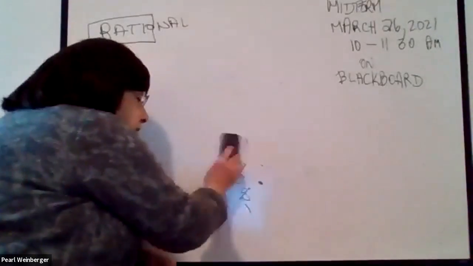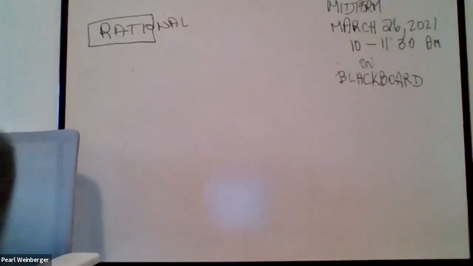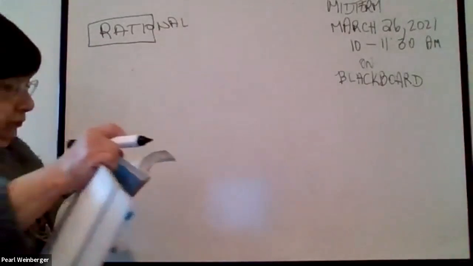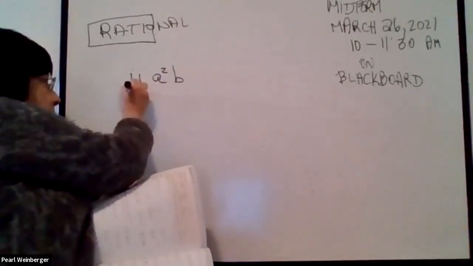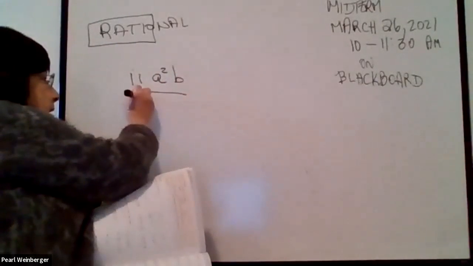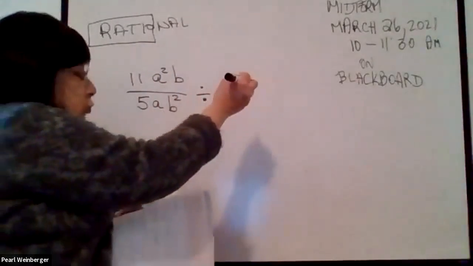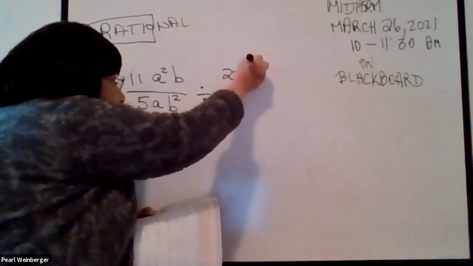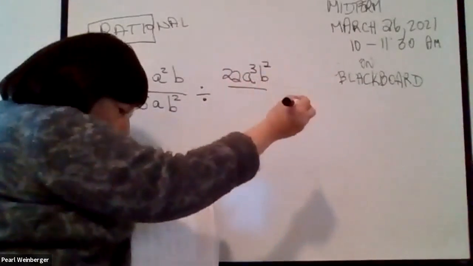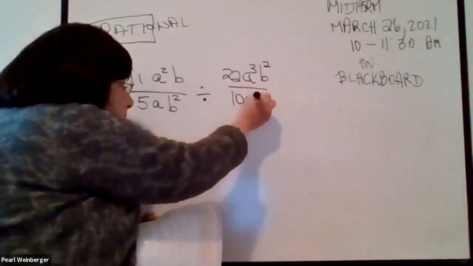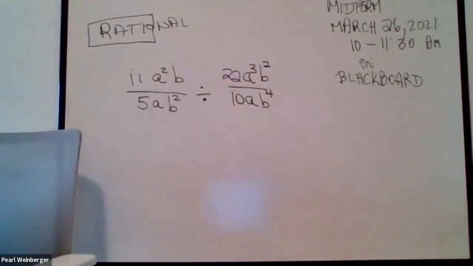So let's say I gave you this problem. It's 11a squared b over 5ab squared, divided by 22a third b squared over 10ab fourth. Okay, I'm going to give you some time to try that.